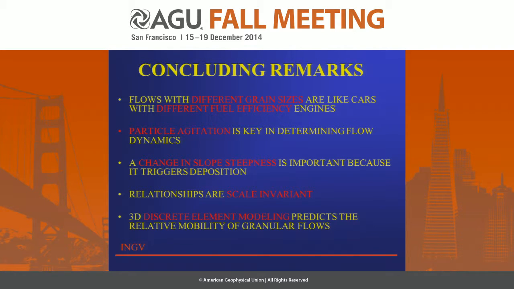Concerning the volume effect, as I said, it's due to a change in slope steepness. This is not less important though, because we need it to trigger the deposition, and this is true in most of the cases. We believe our relationships to be scale invariant, and they are very basic effects of grain size and flow volume, and they are probably true in nature as well. And finally, the 3D discrete element modeling predicts the relative mobility of granular flows, and this is true also without a prior adjustment of the parameter values to get the desired results. So that's it.